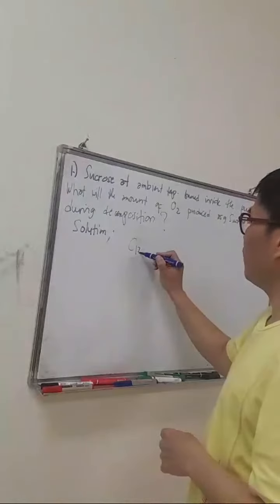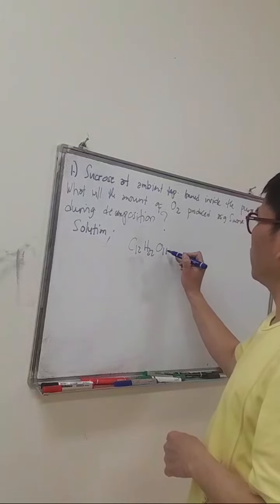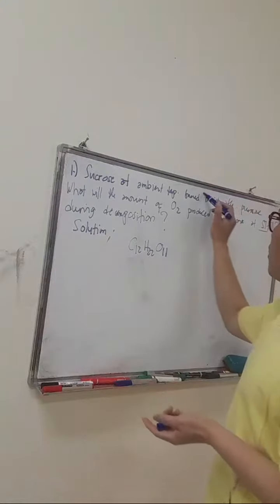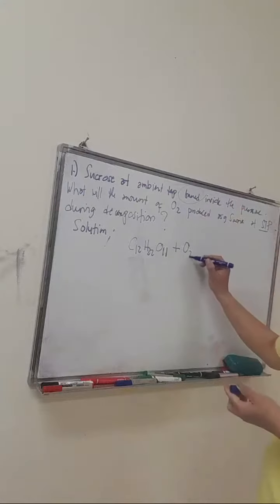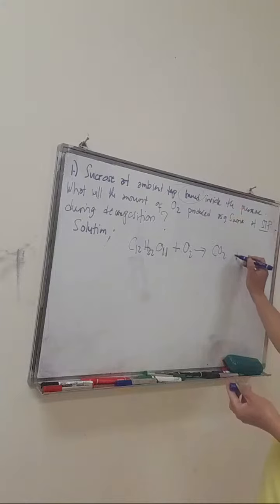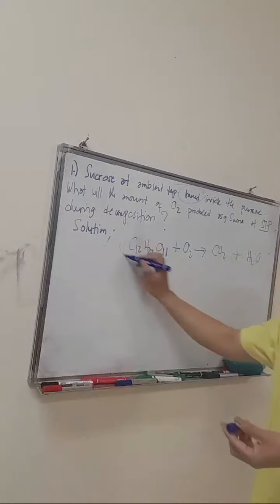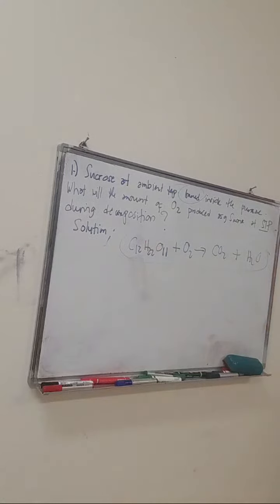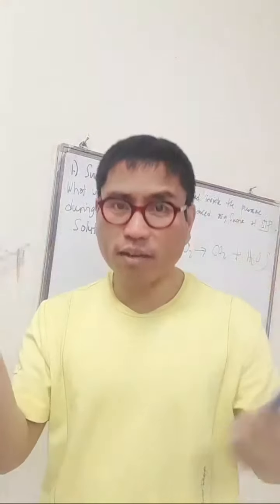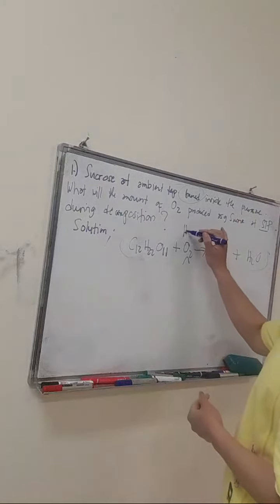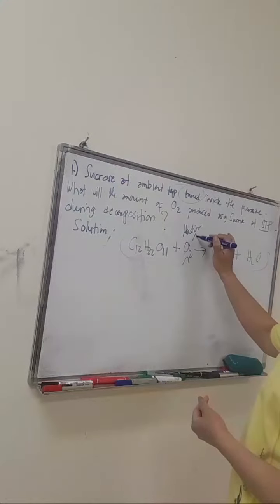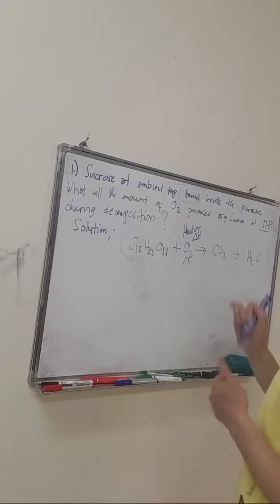Sucrose, C12H22O11. Okay, so combustion, there's a burning process, of course, right? So plus oxygen gas equals CO2 plus water. That's your chemical reaction. Basta the sucrose is decomposed through the oxidation process, the heating, oxidation process automatic. Delta H.